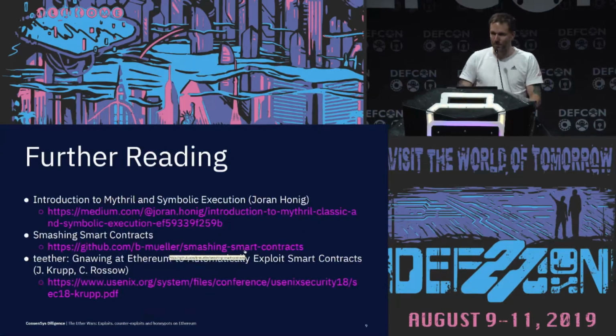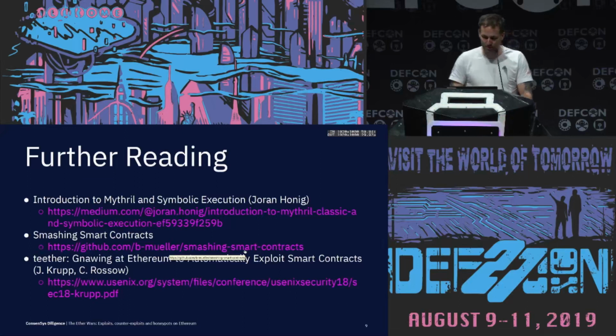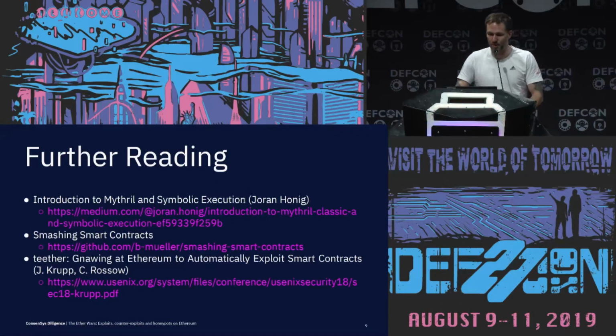So I'm not going to go into much more detail because we actually practiced this talk a couple of days ago and it turned out to take about 3 hours to do everything, so we need to cut things down a bit. But if you're interested, there's a good summary by my colleague Joran, talking about symbolic execution, and then there's a paper I wrote last year called Smashing Smart Contracts that goes into a lot of detail. I can also recommend the paper Gnawing at Ethereum, and there's a lot of other stuff you can just find on Google. We'll have a few more references at the end of the talk.